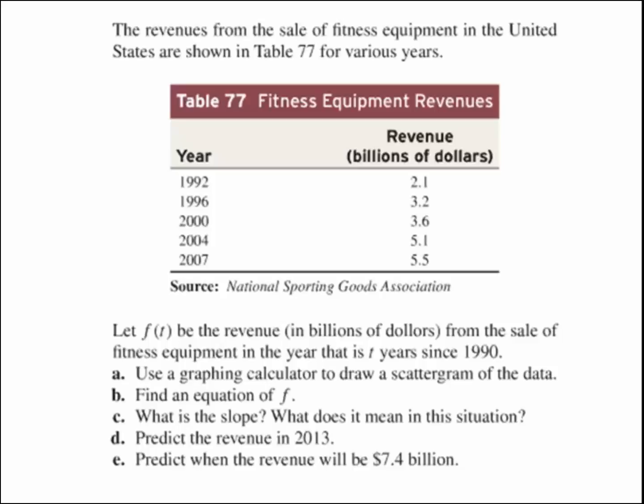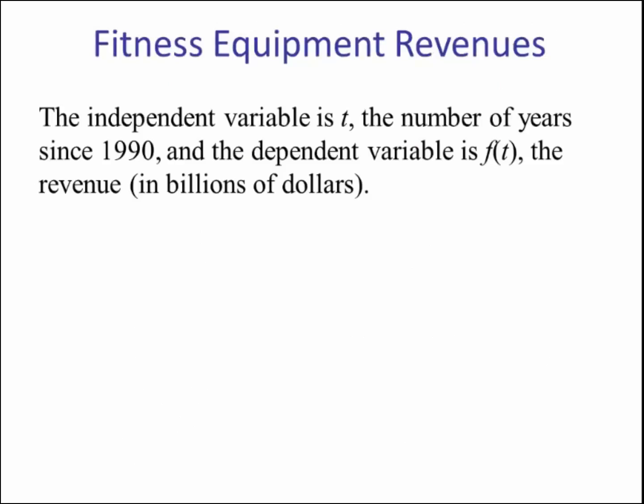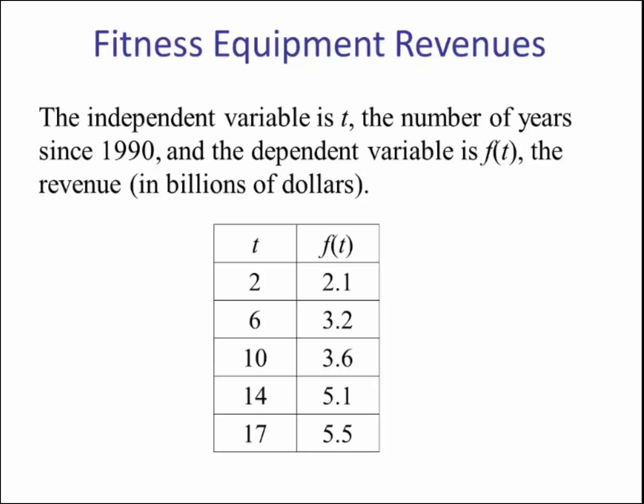Let's begin with A. The independent variable is T, the number of years since 1990, and the dependent variable is F of T, which is the revenue measured in billions of dollars. So we need to make our table from the data. The number of years since 1990 is T. So this is 1992, which means T is 2. This is 1996, and so on, and here's the corresponding revenue.